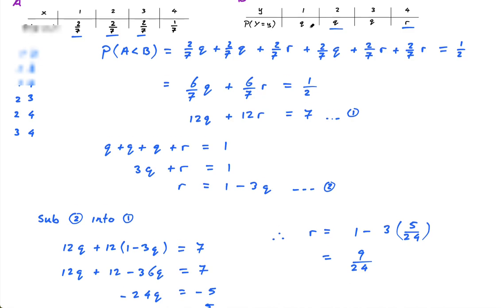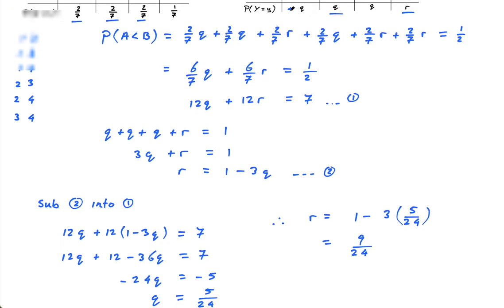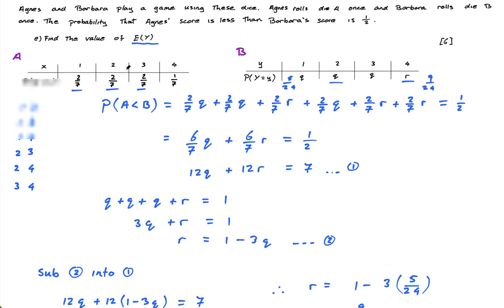q is 5 over 24. Let me just write this here, which is the same here. And r is 9 over 24. So what does the question say? Well, the question said find the value of the expected value of y. I'm not finished. I've done the hard part, but I still have to find the expected value, which is this times this plus this times this plus this times this plus this times this.